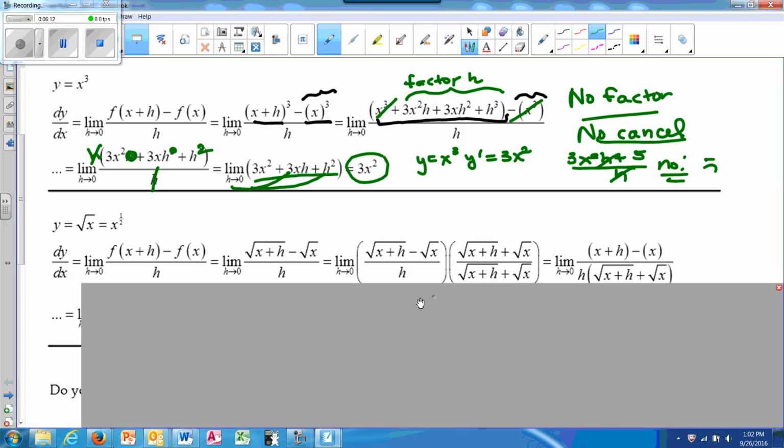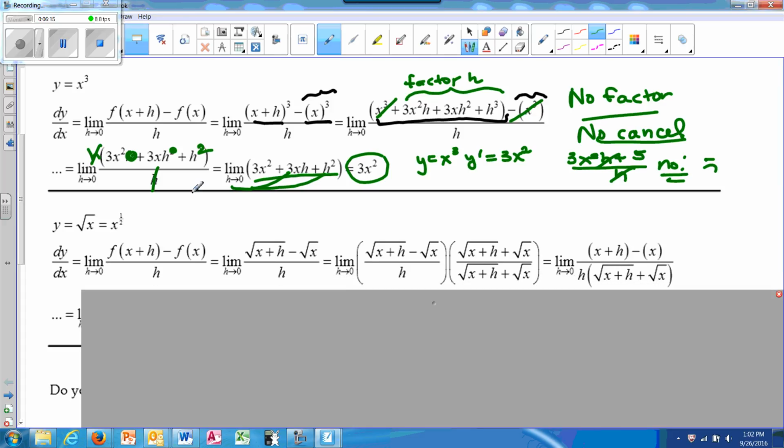So the last one we're going to do is y equals the square root of x, or x to the 1/2 power. It's a little more complicated because we have to do conjugates using the definition, but x plus h substitutes in to give us the square root of x plus h.